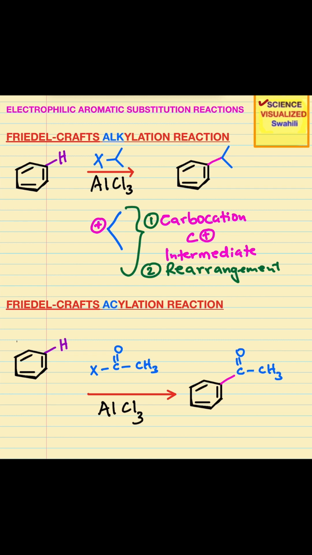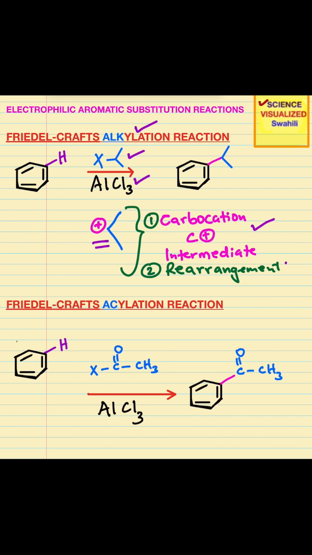Number 1. Friedel-Crafts Alkylation reaction. In this reaction, you need an alkyl halide and aluminum trichloride. And when you mix those two together, you end up generating a carbocation intermediate. That's carbon with a positive charge.